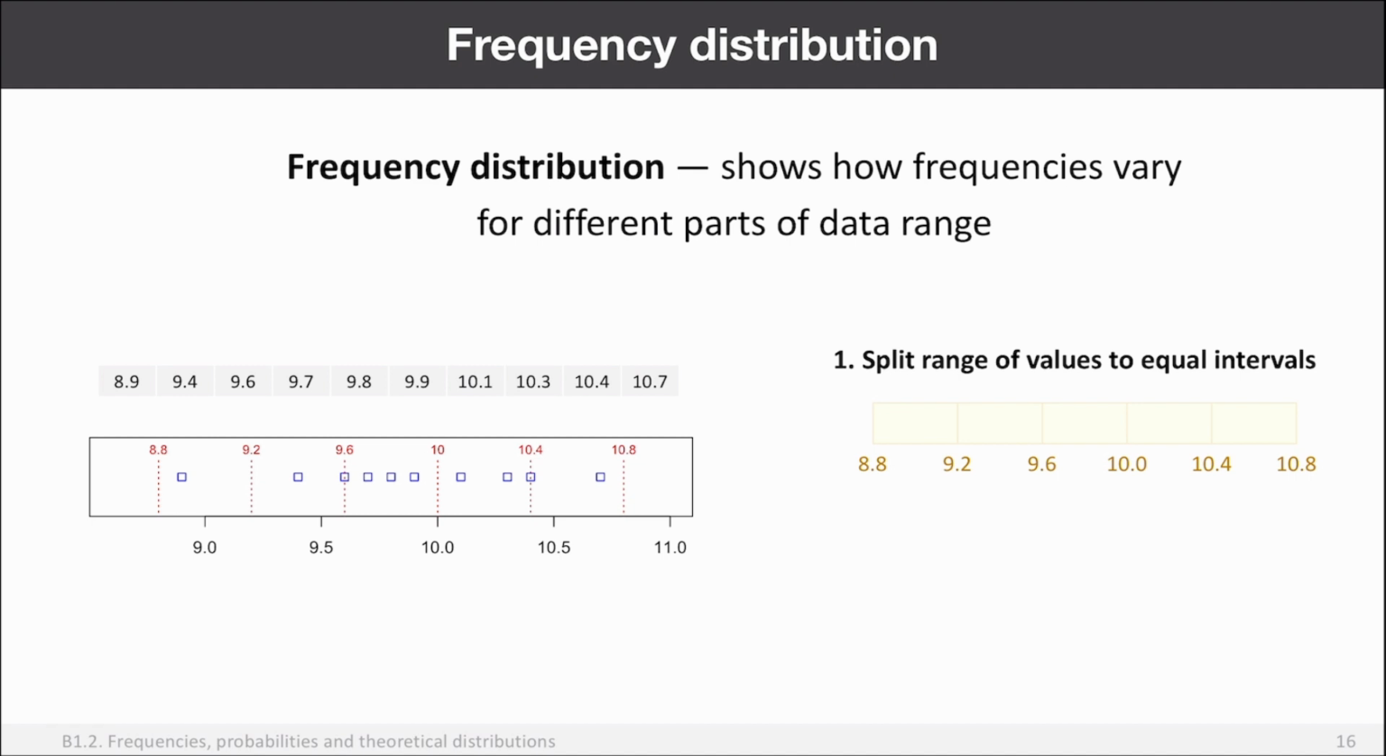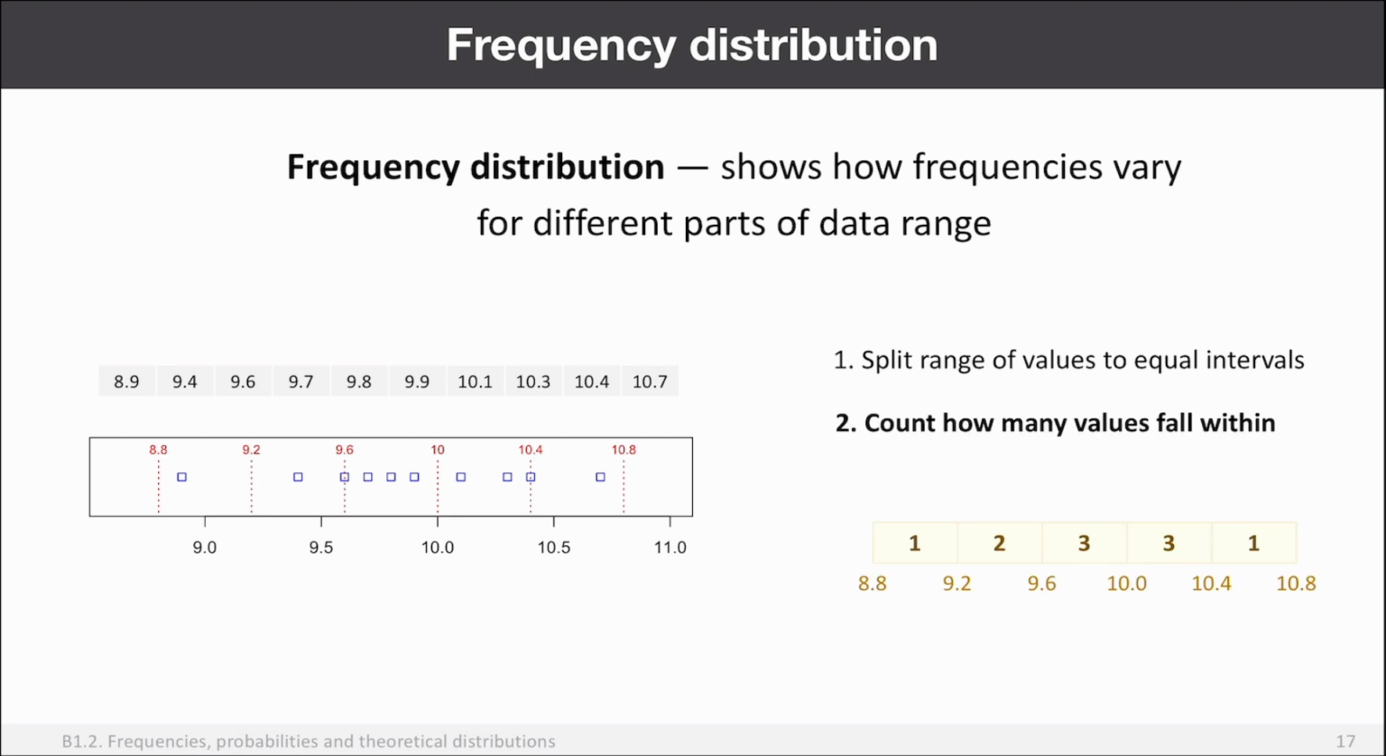And now what we need to do, we need to repeat the procedures that we learned in the previous video. We simply count how many values we have within each bin. For example, if we take a bin between 8.8 and 9.2, apparently we have only one value, so we just write 1 here. Between 9.2 and 9.6, we have 2 values, right? And then between 9.6 and 10, we have 3 values, and so on and so forth.